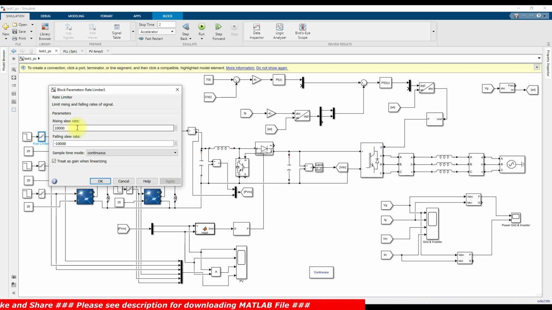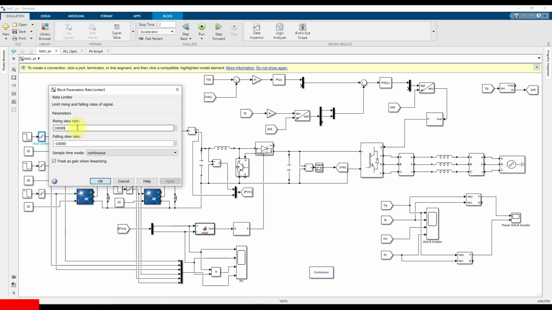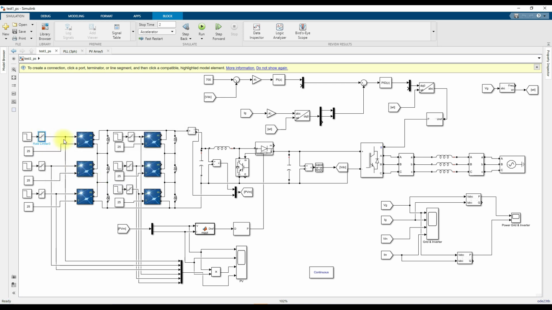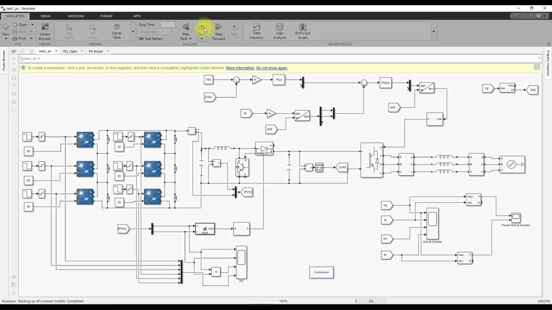Slew rate is nothing but a kind of slope, right? We are using slope or rising. So here I am using a 10,000 slew rate. Then it will change quickly, and you will not get any error in the system. So that's why we are using this rate limiter. And then I'm going to simulate this model and explain the results.